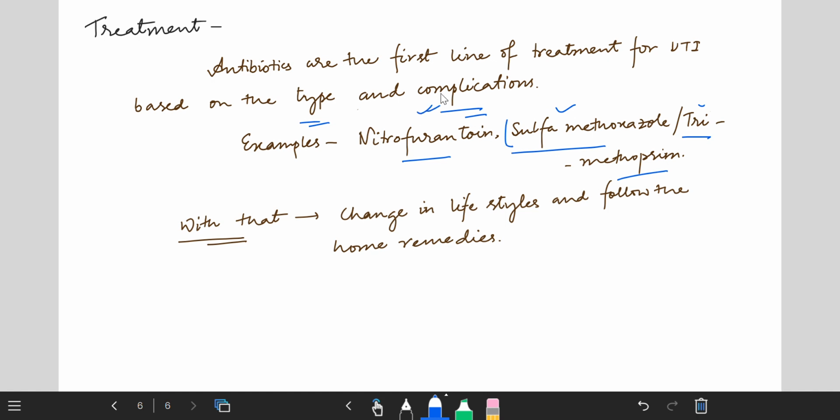With that, obviously changes in lifestyle and following home remedies. Which kind of lifestyle? Simply drink plenty of water, avoid alcohol, use a heating pad if you feel cramps in your abdomen. This kind of home remedies should be followed.